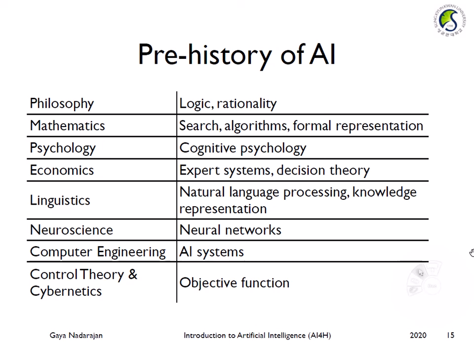You need mathematics. Psychology, so this has got to do with the brain and the cognitive psychology. Economics, so things like expert systems. Expert systems are basically your knowledge-based systems. Decision theory, game theory, even economics has influenced AI, and of course we can't deny the fact that linguistics is a big part of AI.